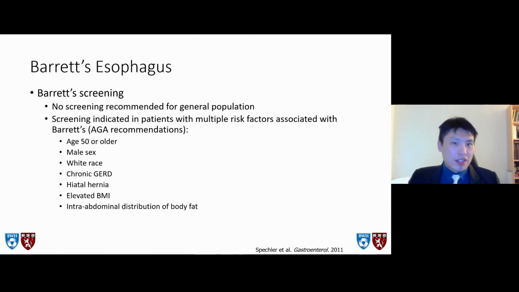Do we screen for Barrett's esophagus? There's currently no screening recommendation for the general population. The current guidelines suggest that you may consider screening some patients who have multiple risk factors associated with Barrett's, including those who are older, men, Caucasian, who have chronic reflux with hiatal hernia, elevated BMI, or an intra-abdominal distribution of body fat. If you don't have multiple risk factors, then no screening is recommended.